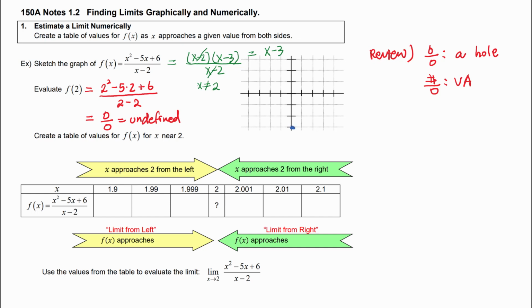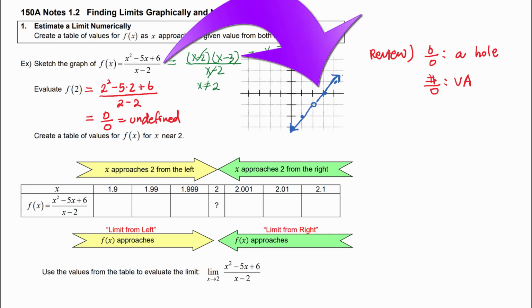Slope is 1, which is rise 1, run 1. Rise 1, run 1, but at 2, it is undefined. We have a hole there. Rise 1, run 1. So I have a line with one hole at x equals 2. This is what the graph of this rational function looks like.